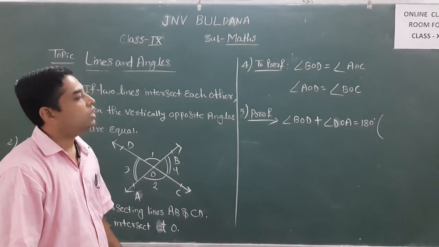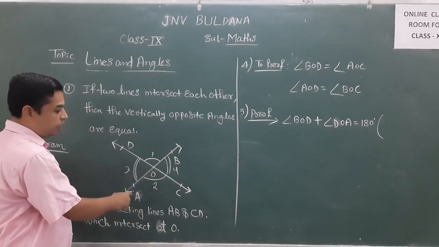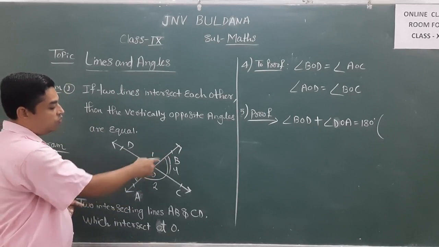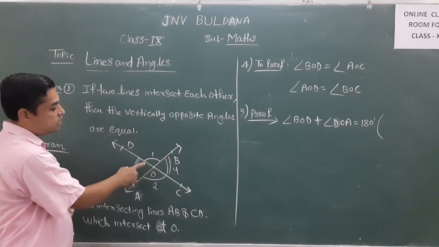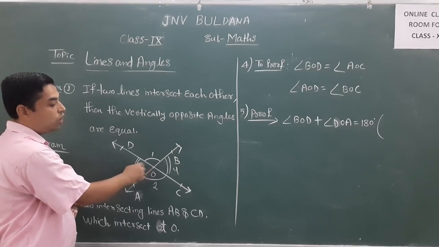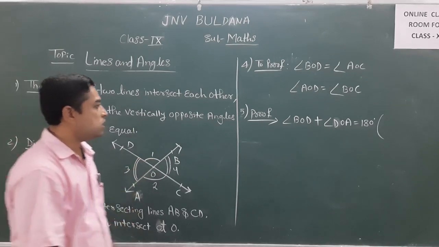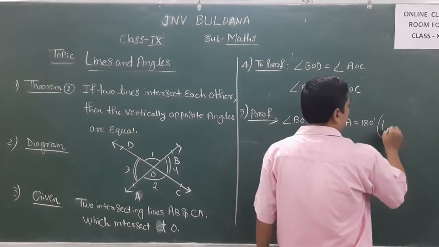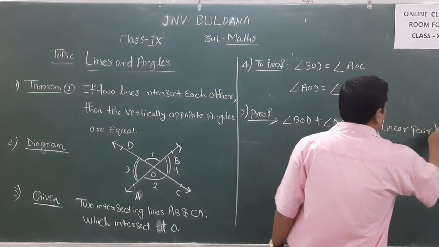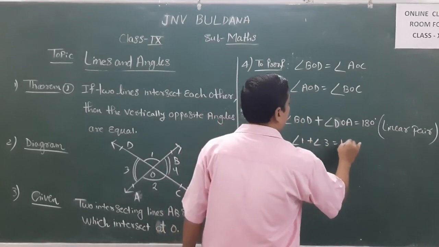Okay, to justify our answer we have to write why we are writing, because we know this is one straight line. AB is a straight line and OD is a ray which is standing on one straight line. So whenever one ray is standing on one straight line and two angles form, the sum of these two angles is 180 degree. Okay, and this is linear pair. In short, we can write here angle 1 plus angle 3 is equal to 180 degree.